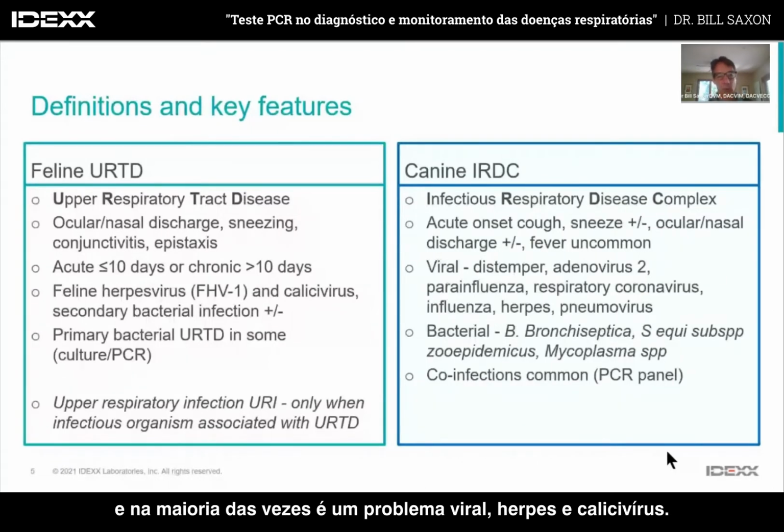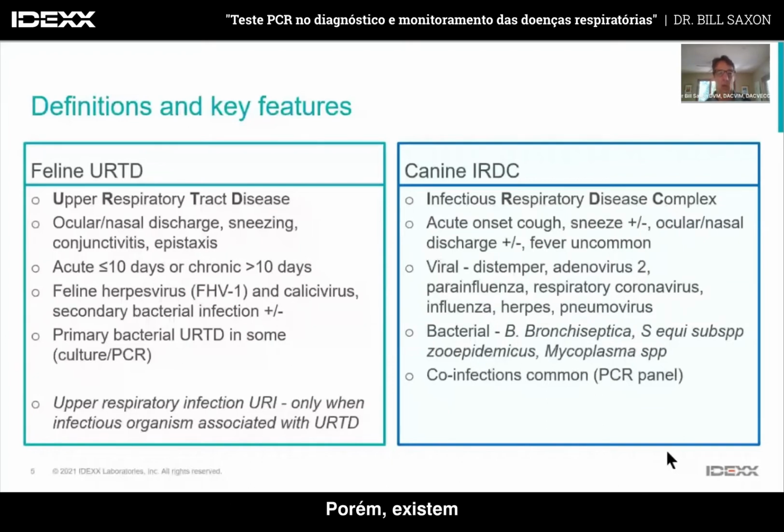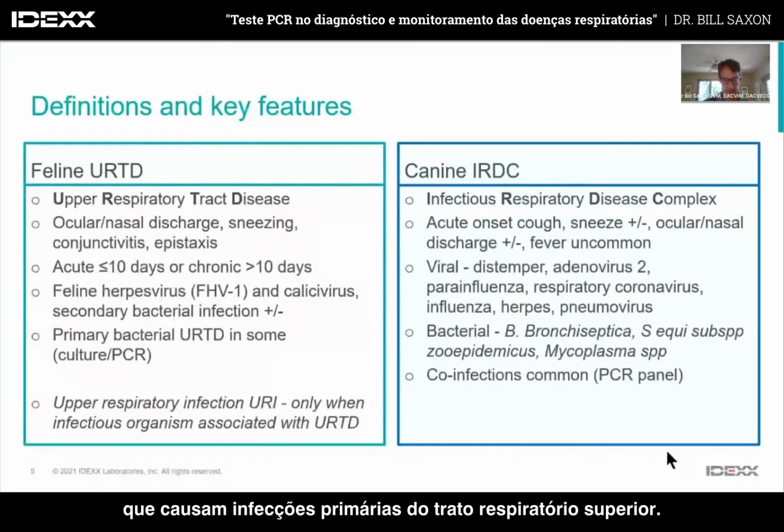In cats, this is mostly a viral problem, herpes and calici, though there are instances where there are secondary bacterial infections, and now we know that there are also a raft of bacteria in cats that can cause primary upper respiratory tract infections. This is really where the PCR can come in handy, okay?